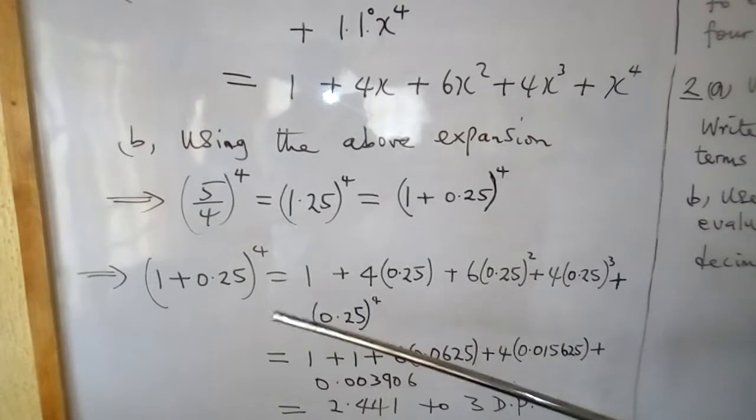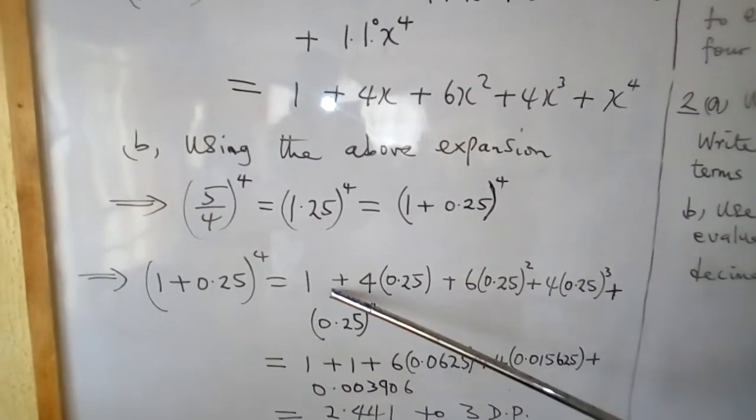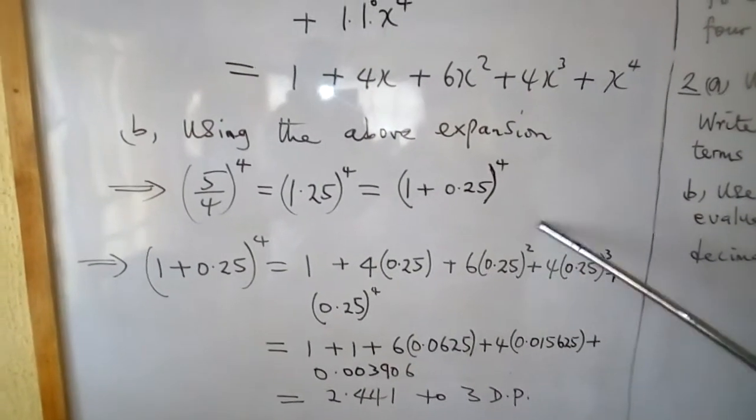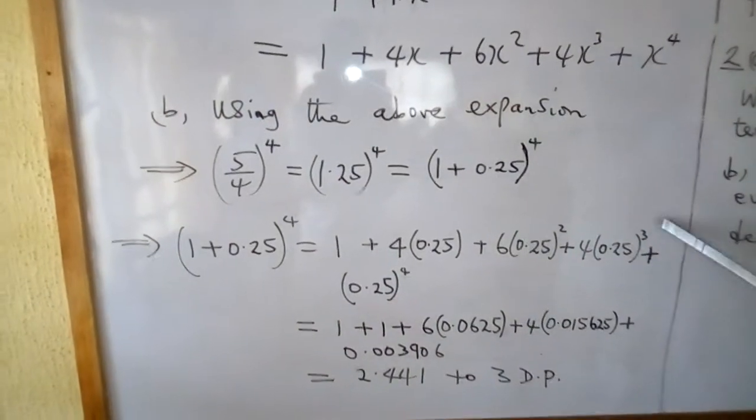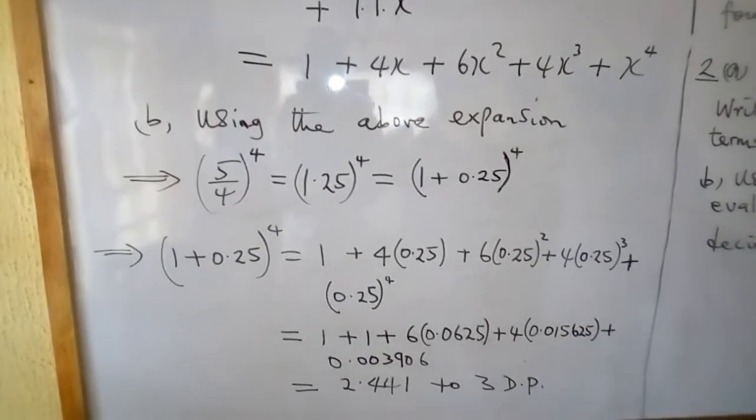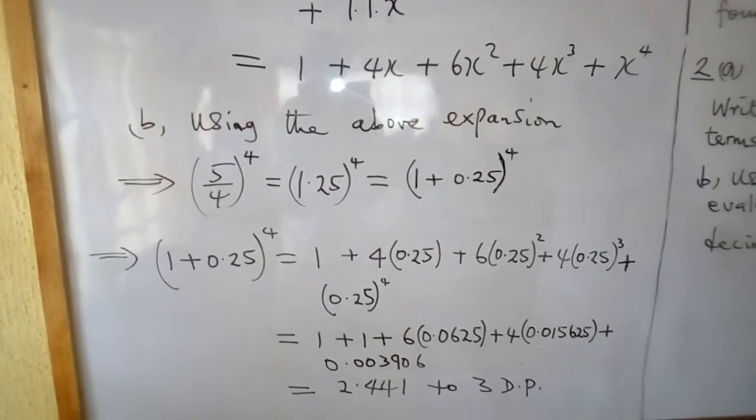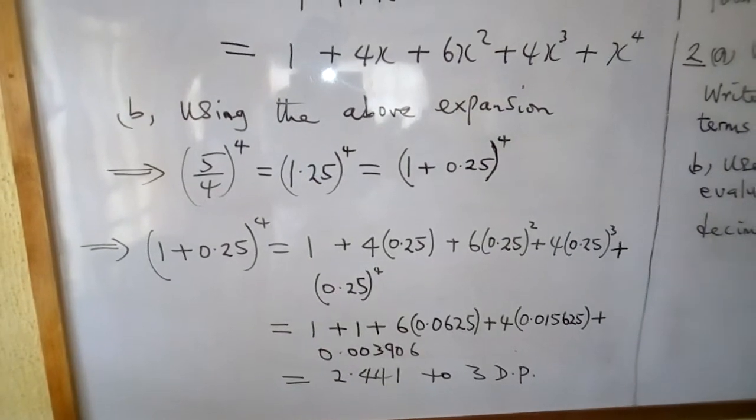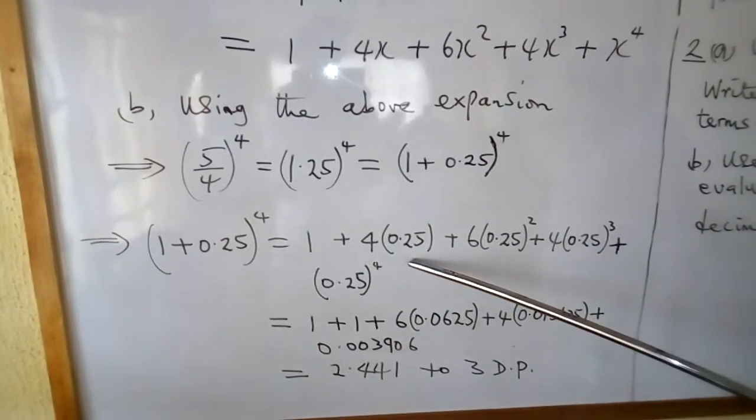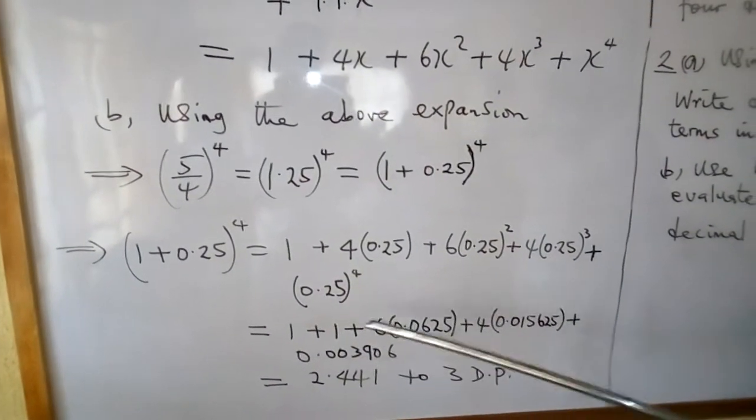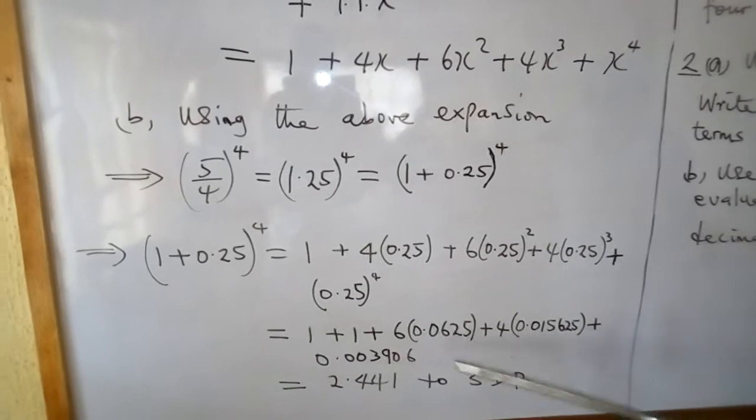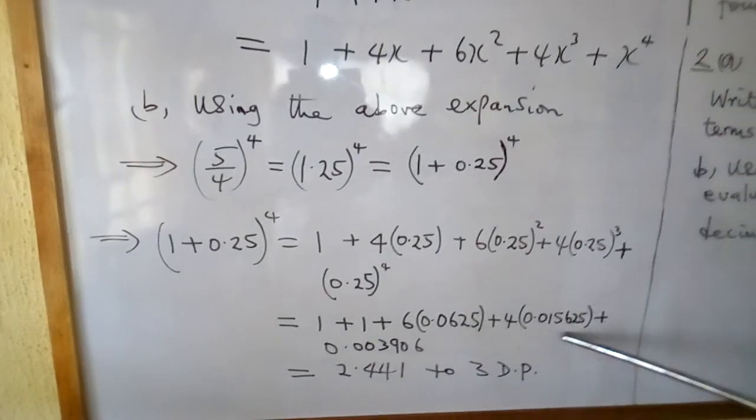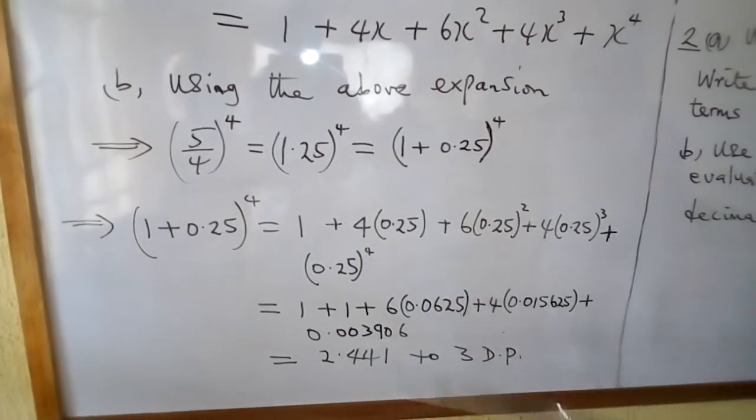So we now have that 1 plus 0.25 raised to power 4 is equal to what? 1 plus 4. In place of x, we put 0.25. 6 times 0.25 squared. 4 times 0.25 cubed, and 0.25 raised to power 4. In place of x, we have to substitute 0.25, and then we expand. And that's what we have done here. 4 times 0.25 is 1, so we have 1 there. 6 times 0.25 raised to power 2, we have 6 times 0.0625. 0.25 raised to power 3 is 0.015625 times 4. And this one here, the last one, is what?